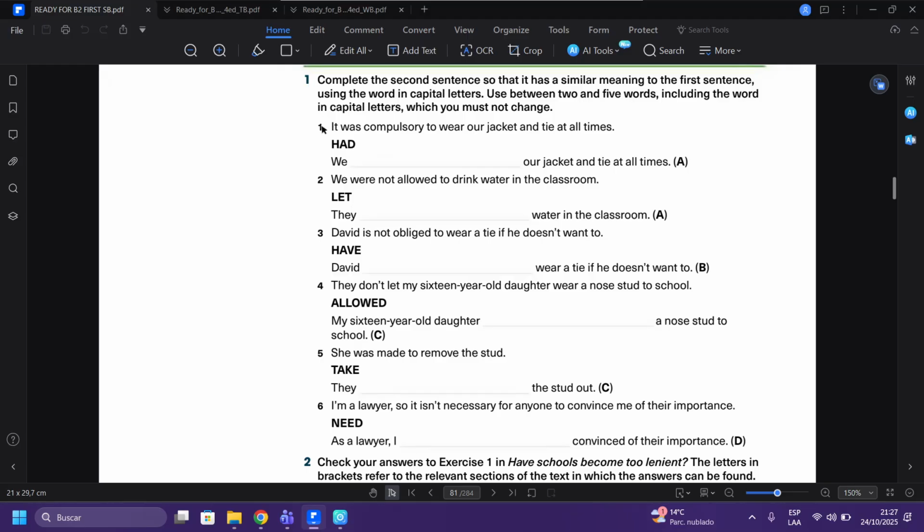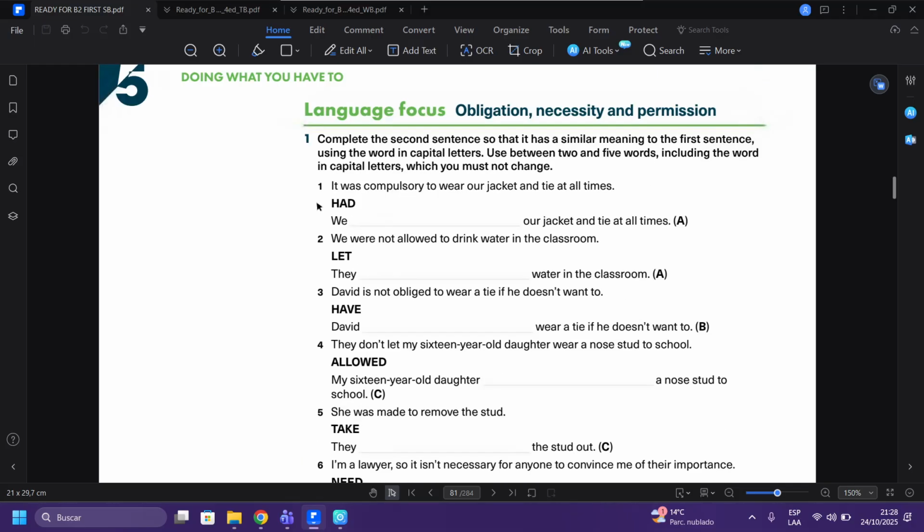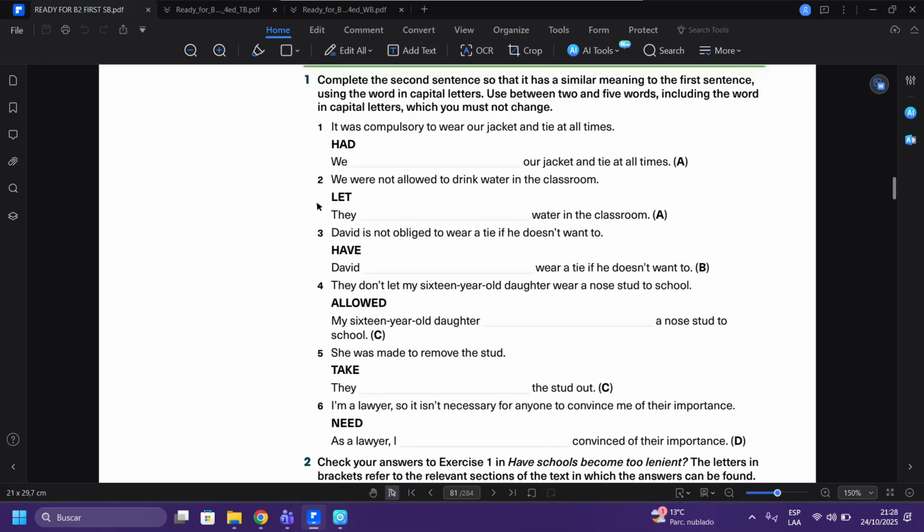So number 1 says, it was compulsory to wear our jacket and tie at all times. So the same, modal verbs, what we practiced right now. What do you think? And we have the keyword had. The next sentence is: we, blank, our jackets and tie at all times. If it says that it was compulsory, it means that it was mandatory. So you had to, right? So the answer here is we had to wear. That is the answer. We had to wear our jacket and tie at all times.